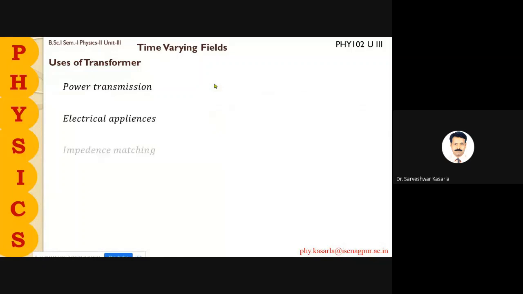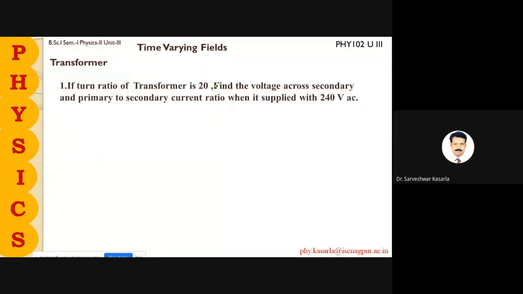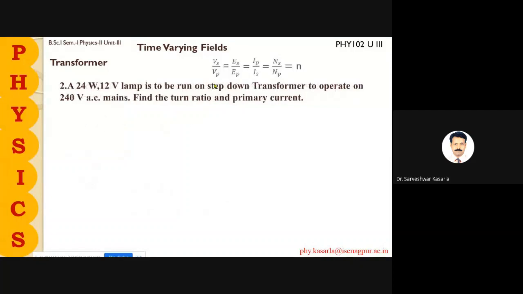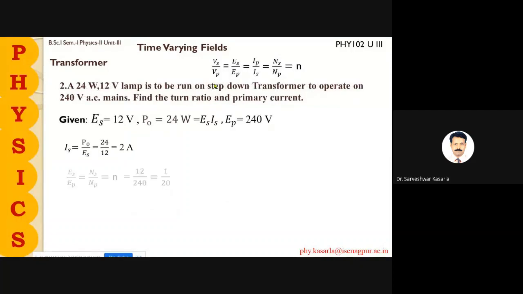There are several uses of the transformer. These are the numerical problems we have already discussed. Simple problems are there so that you can calculate parameters like primary current, primary voltage, secondary voltage, transformer ratio, or turn ratio. These parameters can be easily calculated by using the simple formula. So this is another problem.